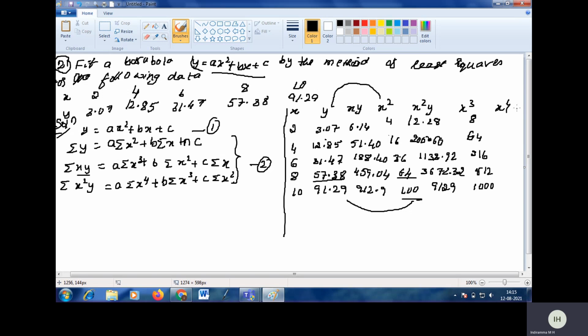Next, x to the power of 4. Fourth power of the first column values. 2 power 4 is 16. 4 power 4 is 256. 6 power 4 is 1296. 8 power 4 is 4096. Next, 10 to the power of 4. 10 power 4 is 10,000.